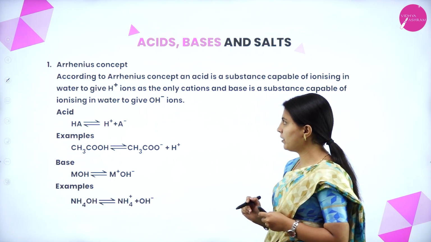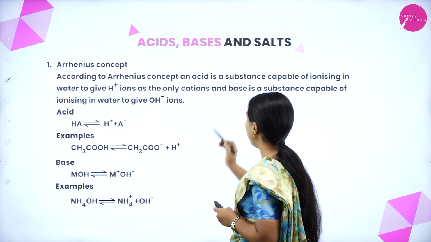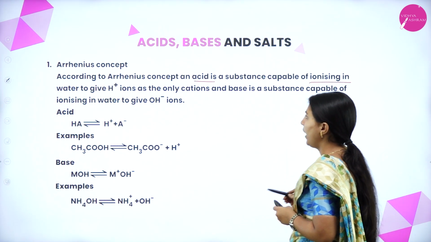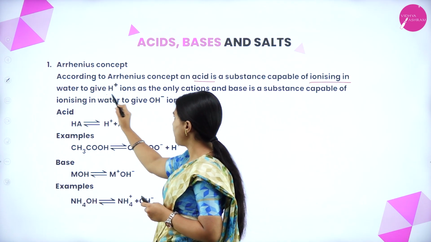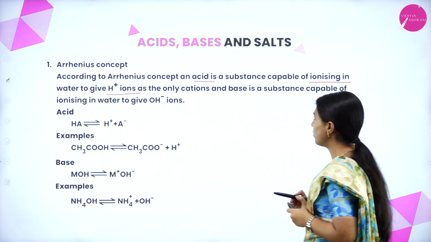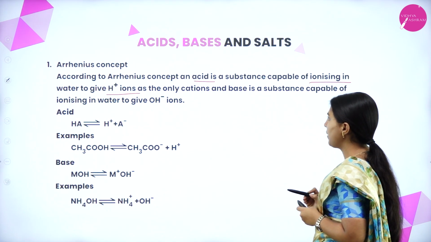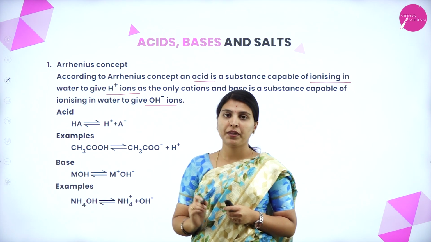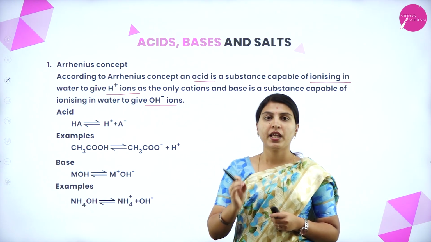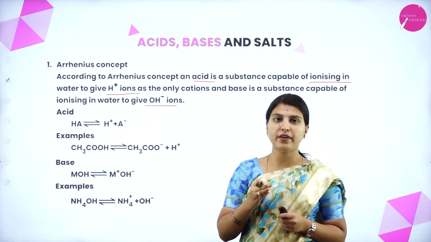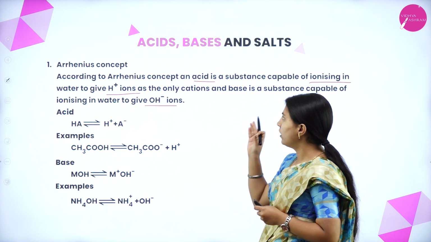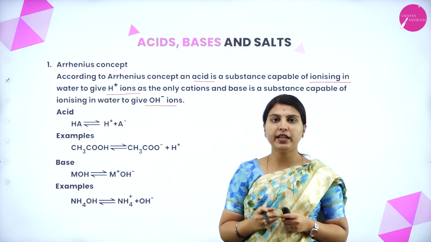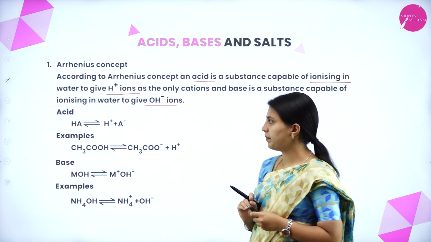First one, Arrhenius concept. According to the Arrhenius concept, an acid is a substance capable of ionizing in water to give H plus ions as the only cations, and a base is a substance capable of ionizing in water to give only OH minus ions. According to Arrhenius, ionizing means the separation of ions. In the water, an acid should liberate H plus ions and a base should liberate OH minus ions.